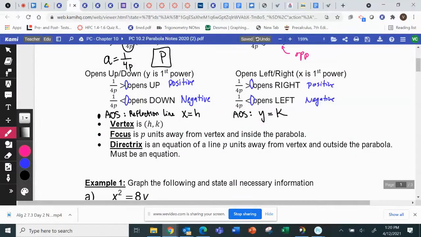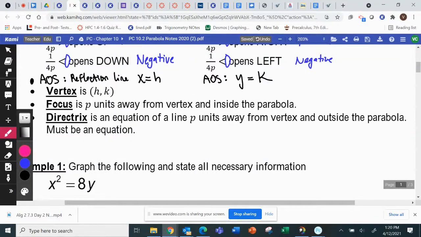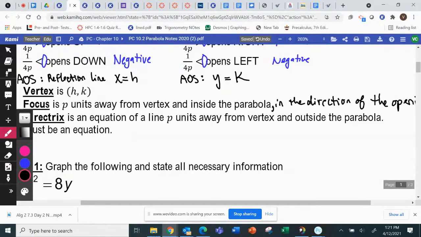The focus is P units away from the vertex and inside the parabola. I'm going to add something to what it says for the focus. It's P units away from the vertex and inside the parabola. I'm going to say in the direction of the opening. So if it's opening left, then my focus is going to be P units away to the left.